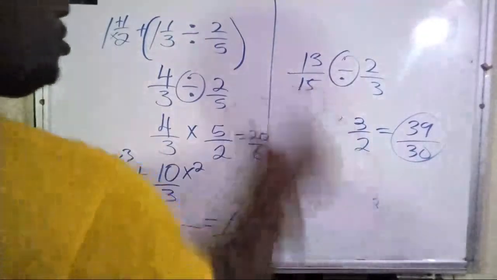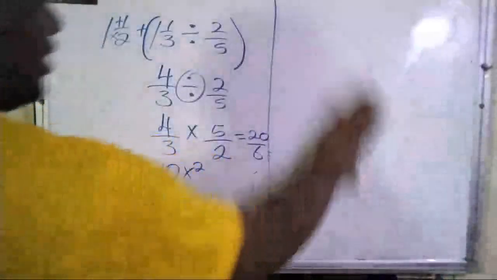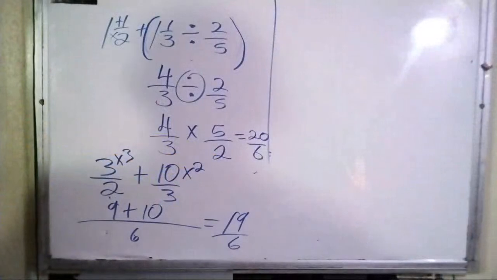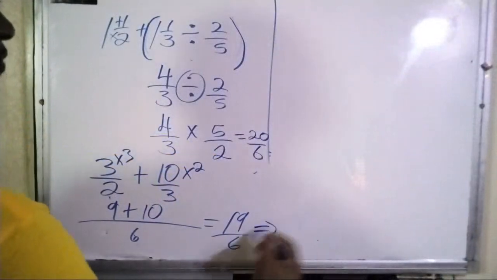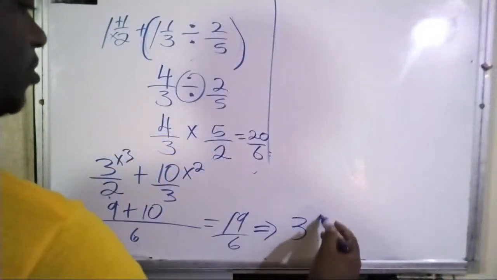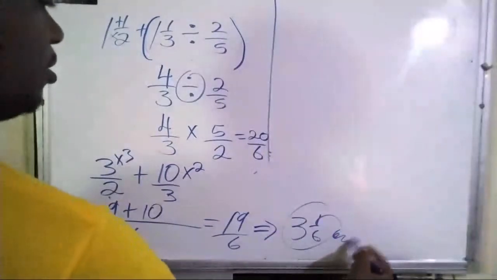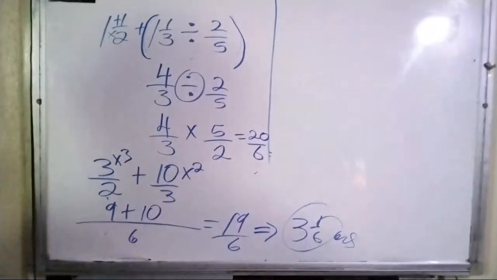Guys, if you're new to my channel, what do I deal with? I don't forget them here, guys. These are the easy stuff that we have to get right. 6 into that goes 3 times and 1 over 6. Alright? And that will be our answer.